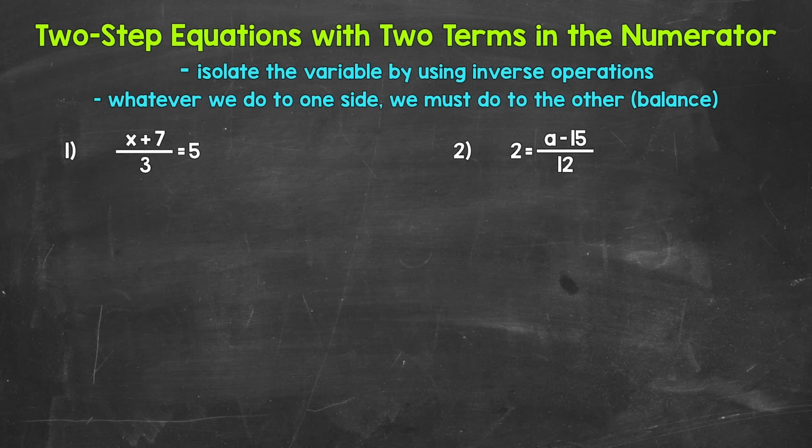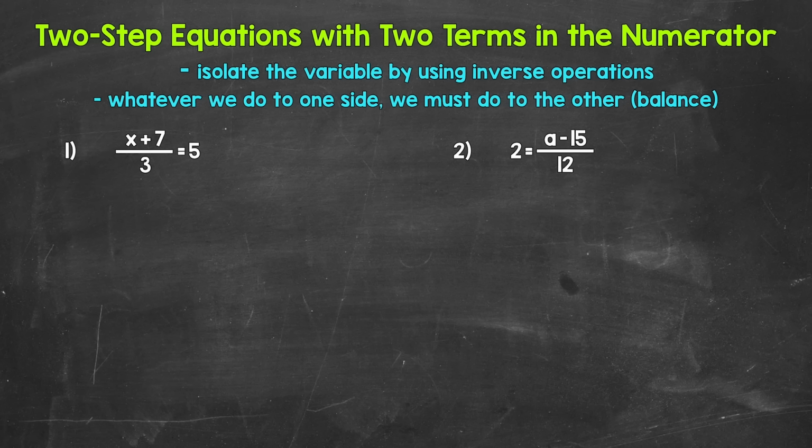So basically, one side of the equation is set up in fractional form. Let's jump into number 1, where we have x plus 7 as our numerator and 3 as our denominator equals 5. So something plus 7 divided by 3 equals 5. Remember, when we are set up in fractional form, we have that fraction bar. That means we are dividing.